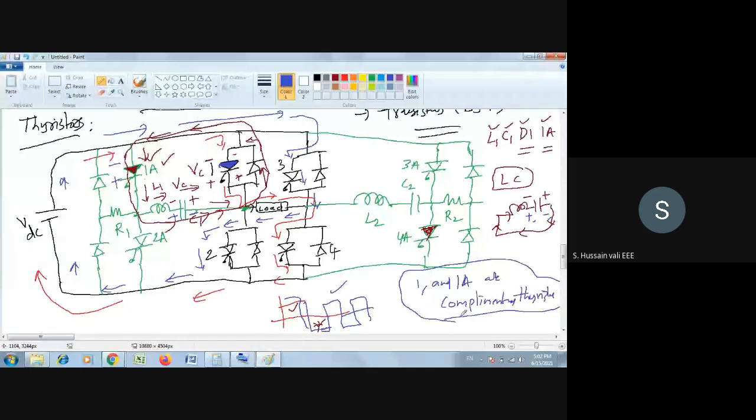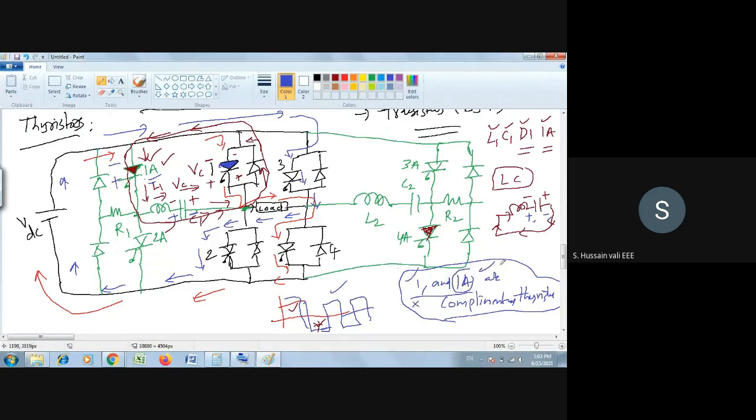So to turn off 1, you turn on 1A. Similarly, to turn off 1A, you turn on 1. That is the simple thing to understand. So what we can say is, 1 and 1A are complementary thyristors. Similarly, 2 and 2A are complementary thyristors, 3 and 3A, 4 and 4A are complementary. Complementary thyristors means that if you want to turn off one thyristor, then in that pair you have another thyristor, so you turn on that thyristor. For example, 1 and 1A make a complementary pair. So if you want to turn off 1A, you turn on 1. Similarly, if you want to turn off 1, you turn on 1A. This is called complementary.